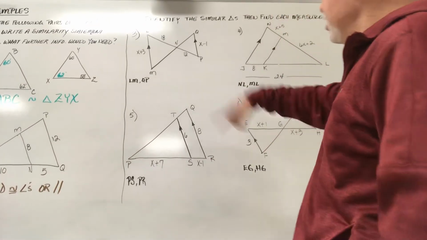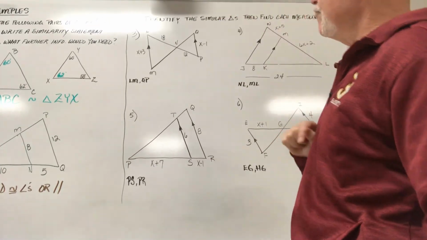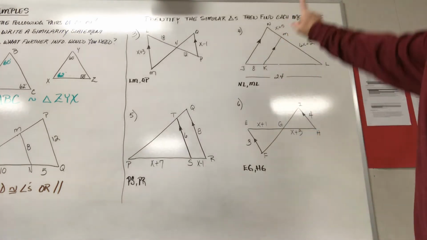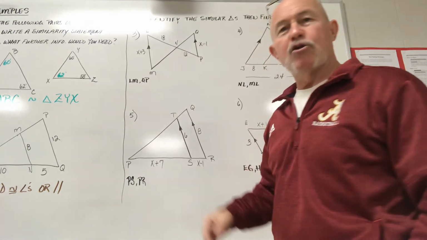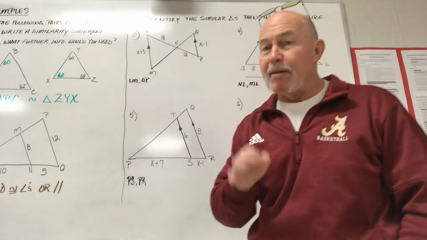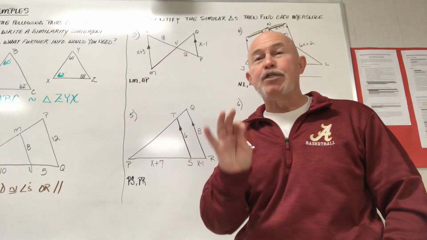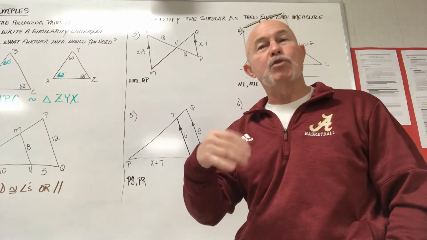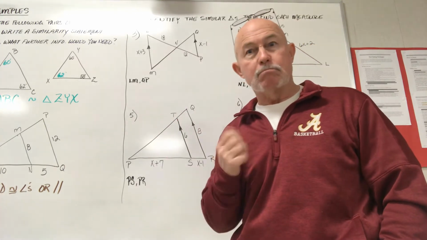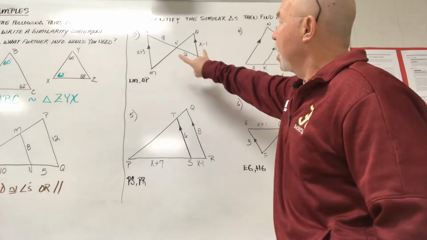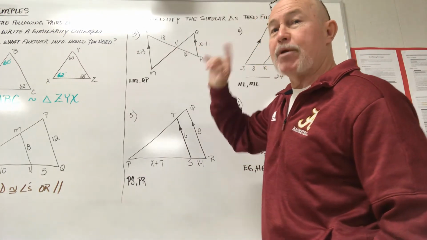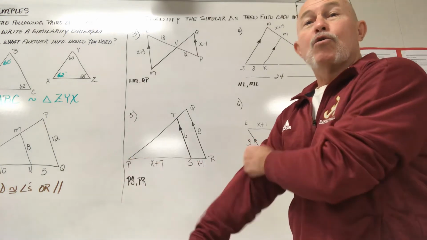Our directions for these four problems: identify the similar triangles, then find each measure. On each of these, you're given sides to find. So remember, when we're finding sides, we don't stop once we find what x equals. Okay, we continue on. Parallel lines tell me about congruent angles.